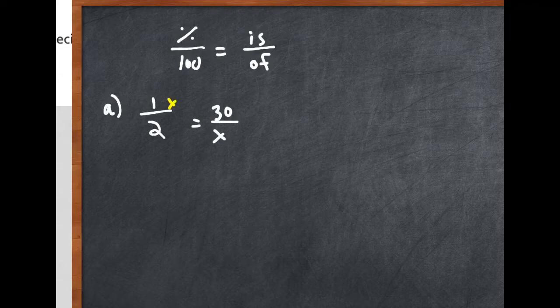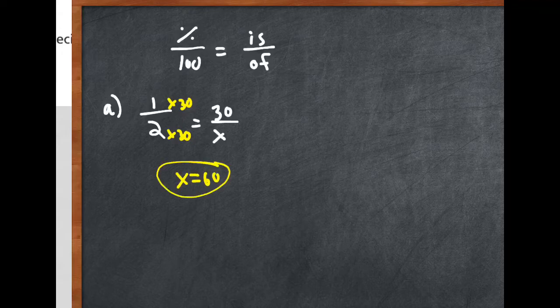So if I did 1 times 30 is 30, 2 times 30 is 60. So x would still equal 60. But my point was you don't always have to reduce the fraction all the way. All right, so we're going to try another one.